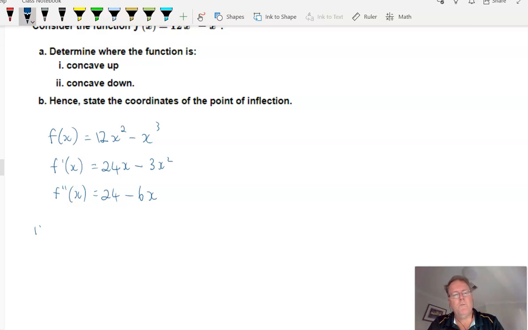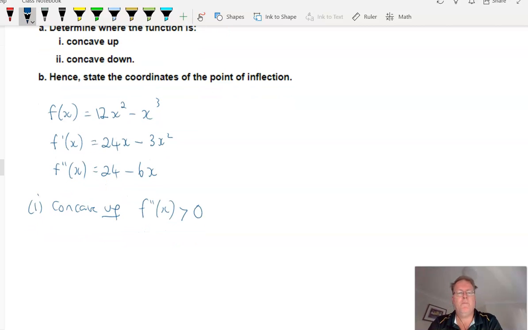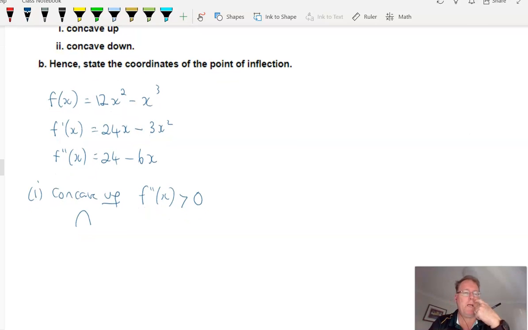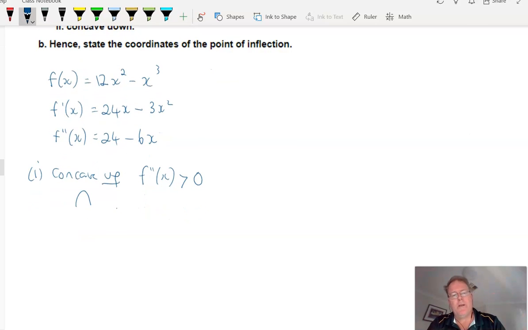So first of all, part one, we want concave up. Concave up occurs when the second derivative is greater than 0. Okay, concave up. So we're going to go 24 minus 6x.